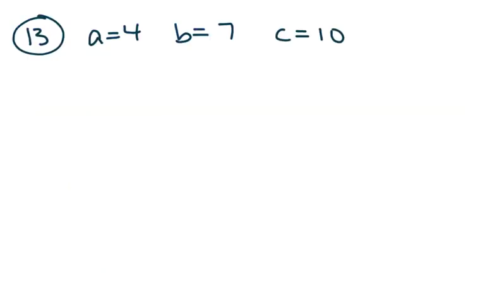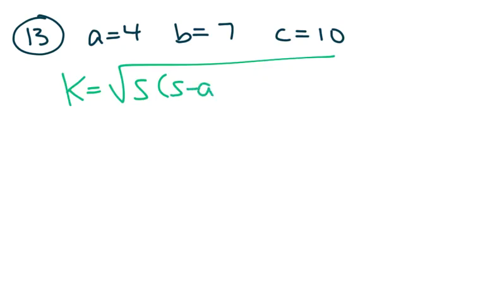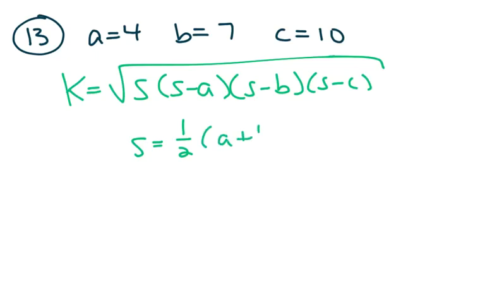13 wants us to find the area of the triangle with side A being 4, side B being 7, and side C being 10. If you are given three sides of a triangle and you want to find the area, we had a formula called Heron's formula. The way Heron's formula worked was we're going to take the square root of s times s minus a, s minus b, s minus c, where s is half the perimeter of the triangle. So let's find half the perimeter first. Half of 4 plus 7 plus 10 is going to give me 10.5.